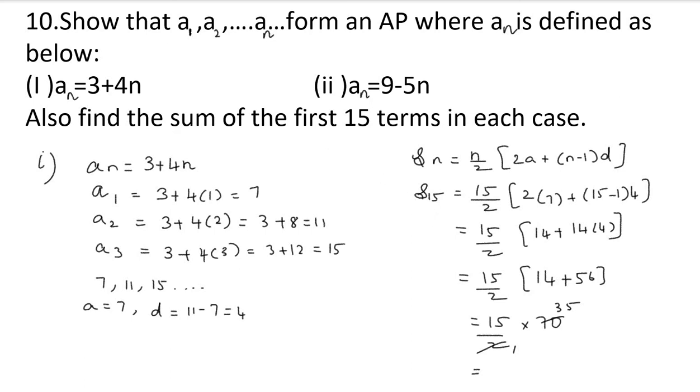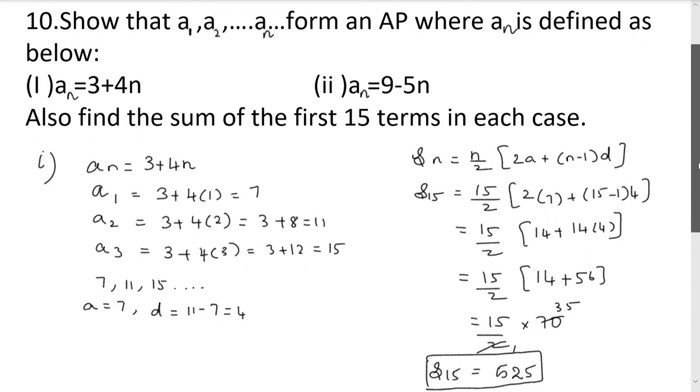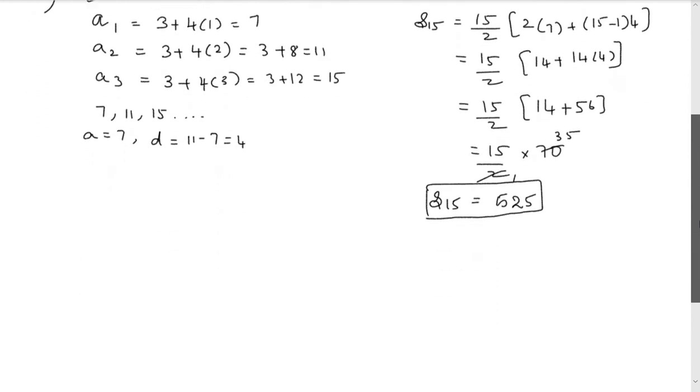When I multiply 15 and 35, I'll get 525. So the sum of first 15 terms is 525 for the first one. Shall we do the second one? The same procedure only. Shall we do it? Yeah.